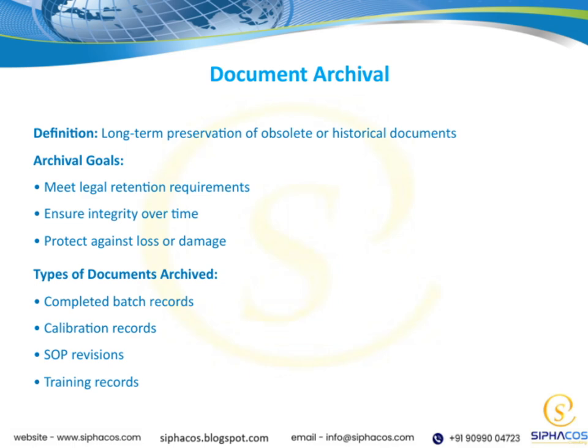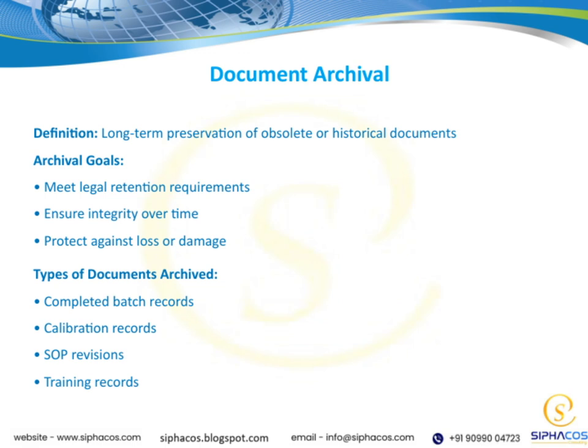Now, what types of documents are typically archived? Completed batch records, calibration records, SOP revisions, and training records are some of the main examples. These documents are crucial for traceability, compliance, and continuous improvement.